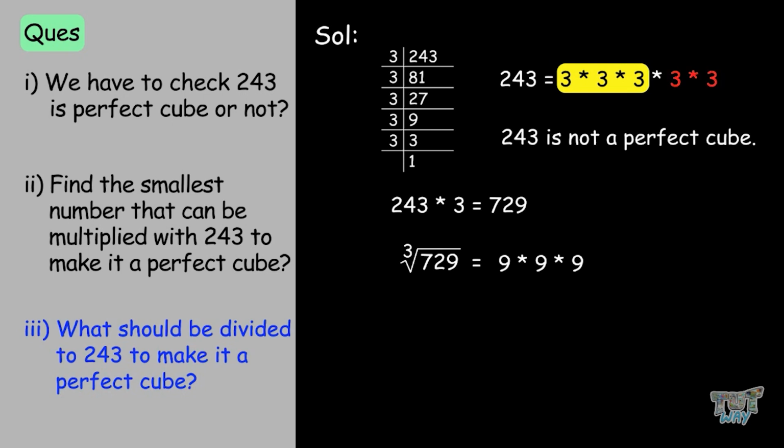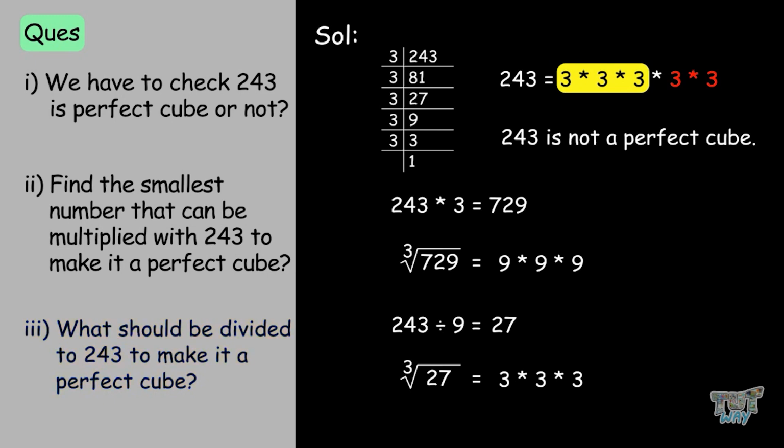So it should be divided by 3 times 3. That is 243 divided by 9. And again, we get a perfect cube, 27. 27 is a perfect cube, and it's the cube of 3 times 3 times 3. Therefore, we attempted all parts of the question.